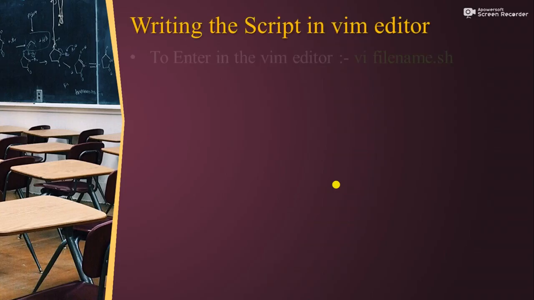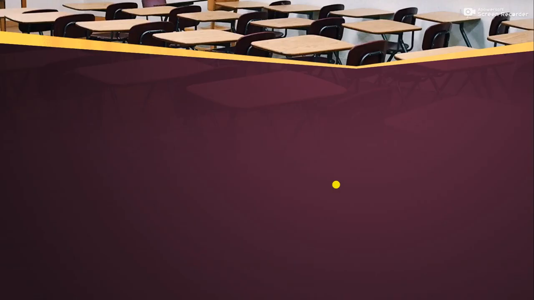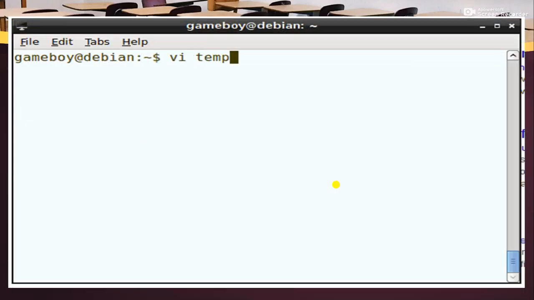Next, how to write the script in the Vim editor. Firstly, we will create a file in the Vim editor by vi space filename.sh. We will write this in the command-based operating system. As we have seen, the screen is black in color with the dollar sign. On that we will write vi space filename.sh. After that we will enter the Vim editor. So this is how we will enter the Vim editor.